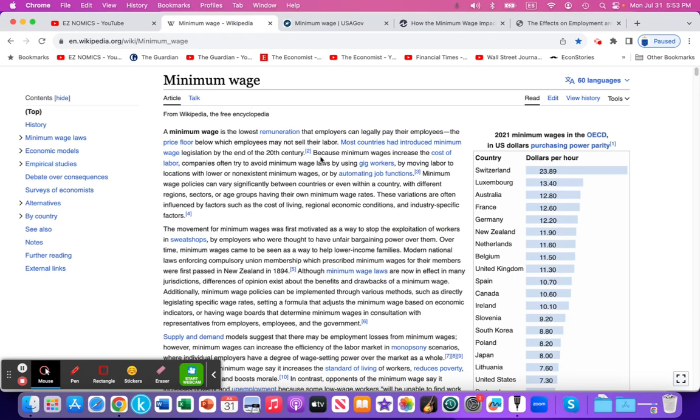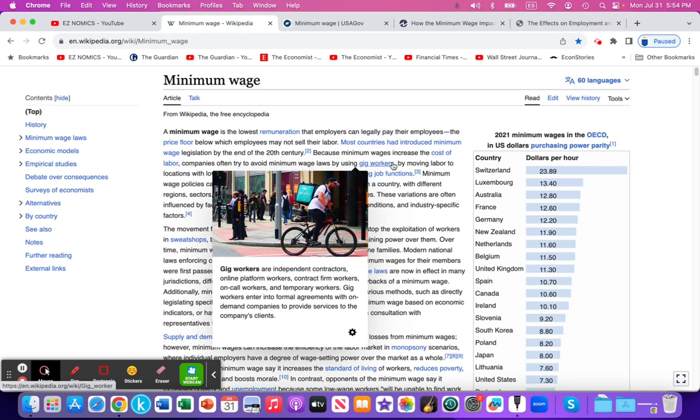Because increases in minimum wage may increase the costs of production and reduce profits for firms, firms may try to find alternatives to fully employing labor that falls under that minimum wage legislation. So firms may begin to use gig workers, as it shows here in Wikipedia: independent contractors, online platform workers, contract firm workers, etc., as opposed to fully employing a unit of labor.